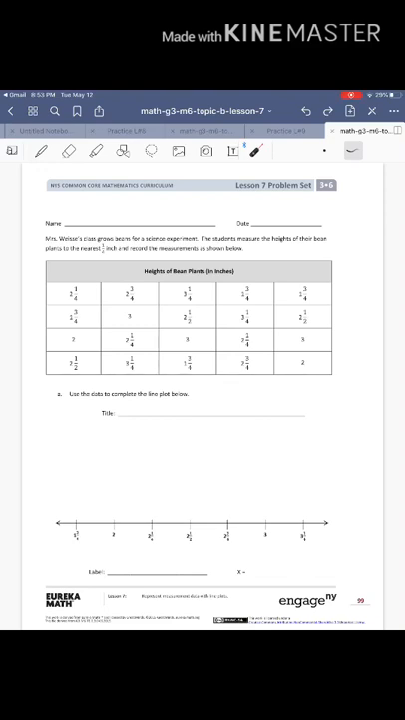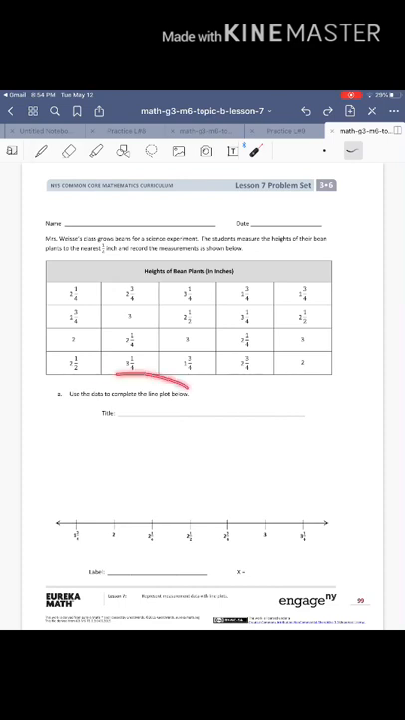The problem says, Mrs. Wasey's class grows beans for a science experiment. The students measured the heights of their bean plants to the nearest 1/4 inch and recorded the measurements as shown below. So somebody put some seeds on the soil and they are waiting for the seeds to germinate, and the seeds already germinated, and this is how big or tall the plants are getting. And they measure in inches. That's the measuring they are using. So let's see what we have first.